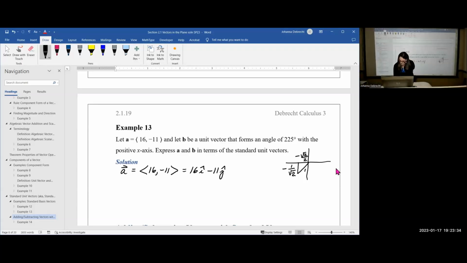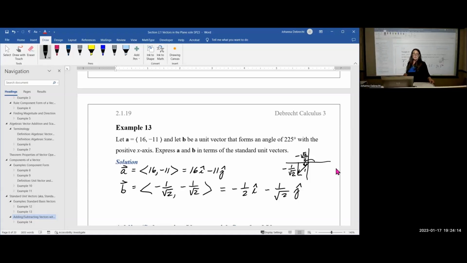And now we've got this right here. My angle of 225 degrees actually comes around there. So B has to be, and I like -1 over the square root of 2. That's my preferred form. So I do -1 over the square root of 2, comma, -1 over the square root of 2. And then in terms of the standard unit vectors, I just multiply them by the standard unit vectors and write them. Oh, that was a weird one. Square root of 2, j hat. And that's pretty much it, right?